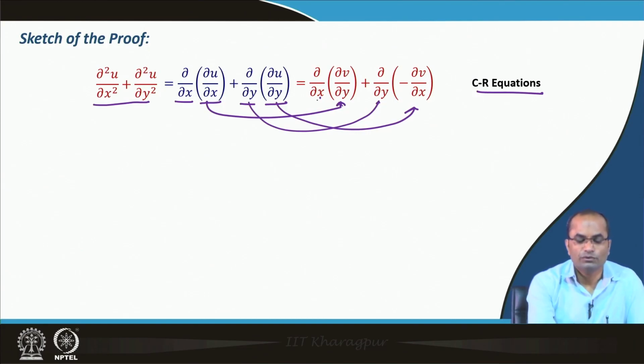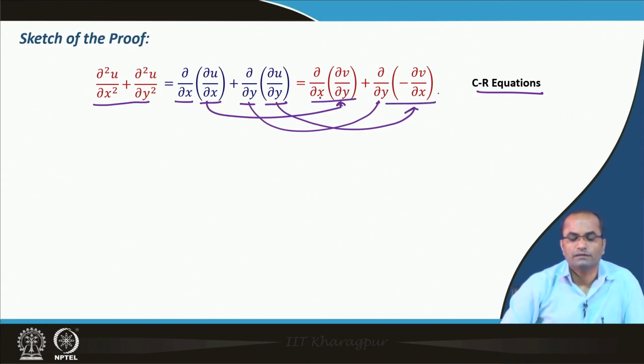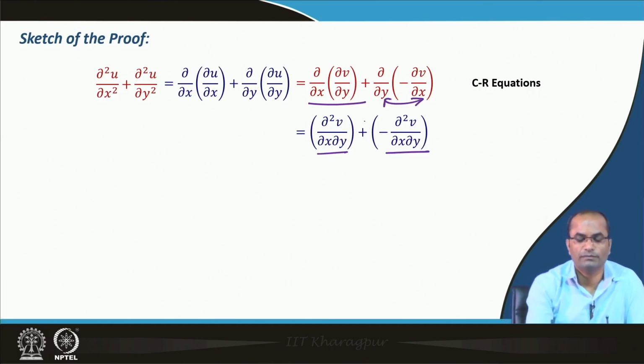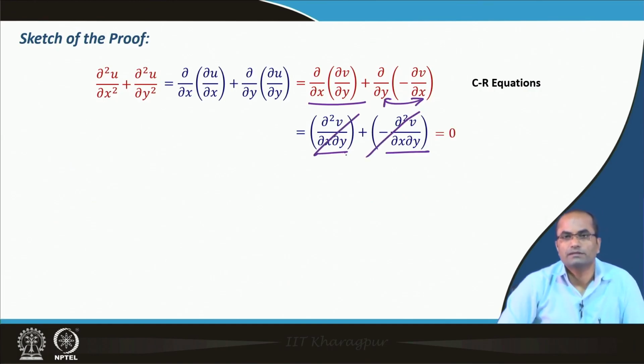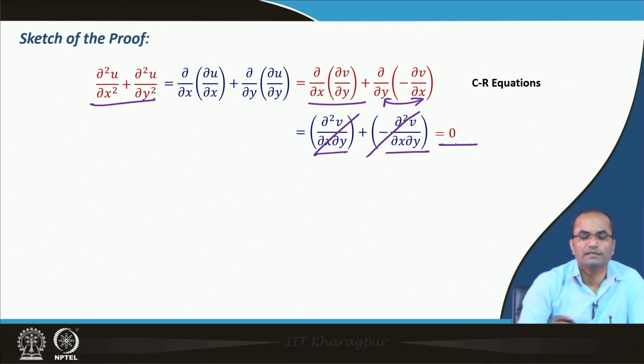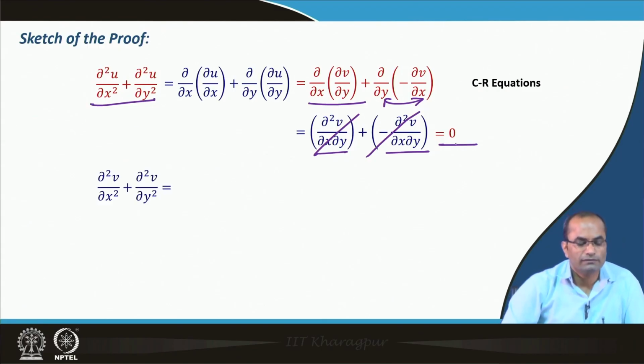Now, if we assume the continuity of these second order derivatives, we can change the order of differentiation. Changing the order of differentiation means that here we have del 2 v over del x del y, and here we have changed the order, del 2 v over del y del x. So they become the same, and that means this is 0. So, we have that u satisfies this Laplace equation. Similarly, we can discuss for v.